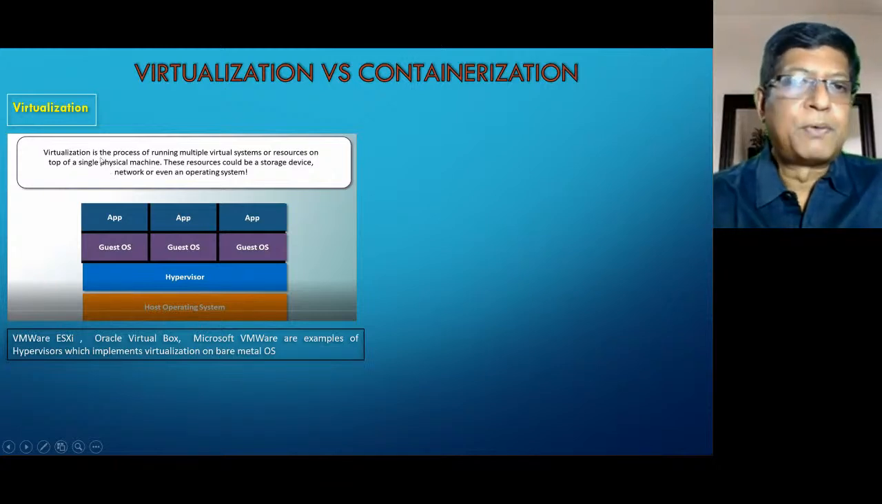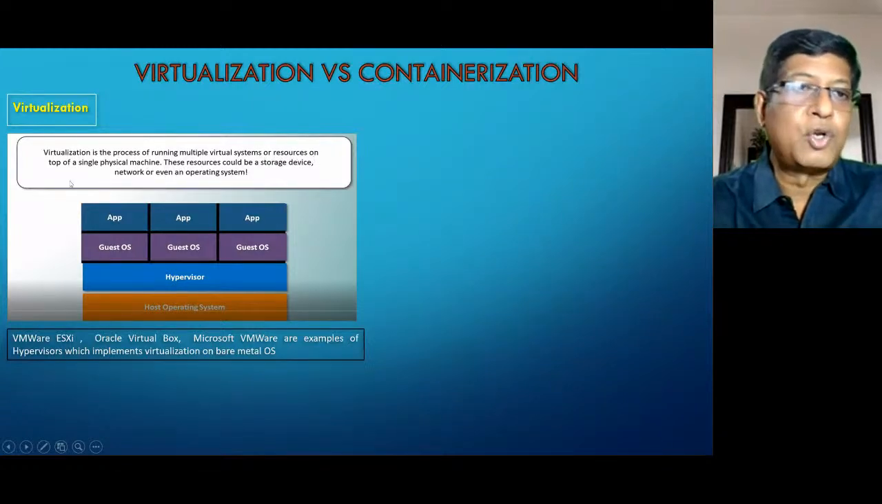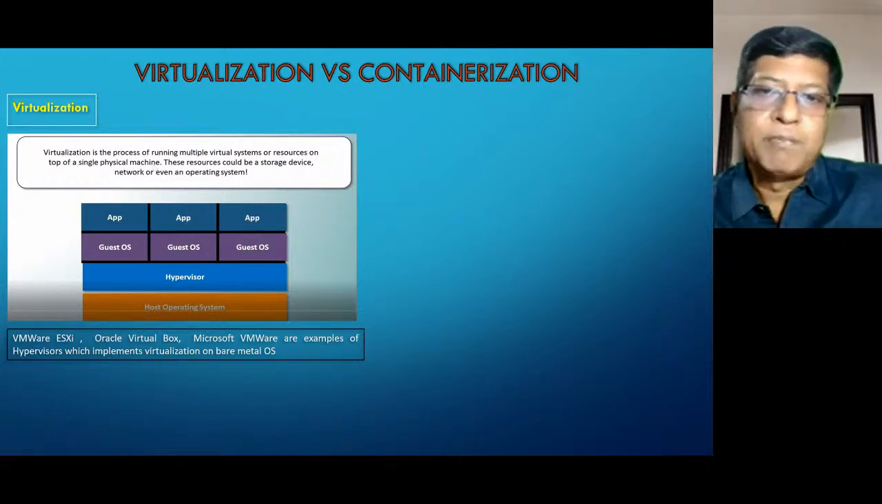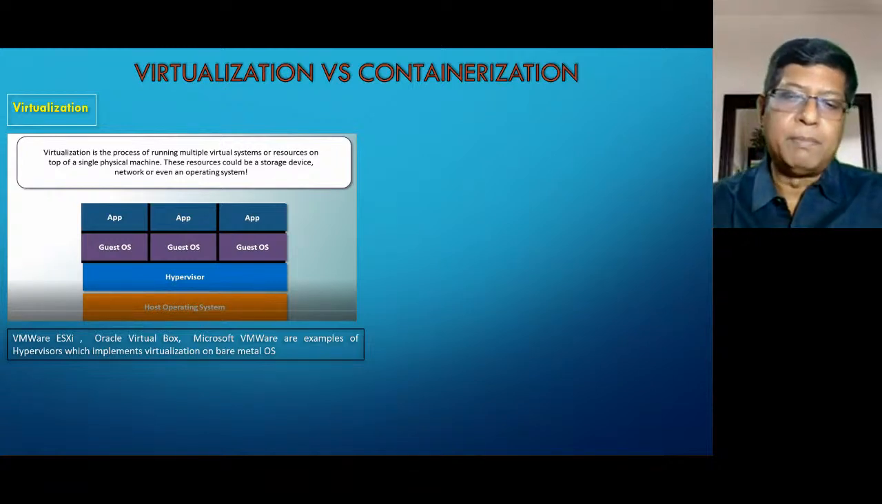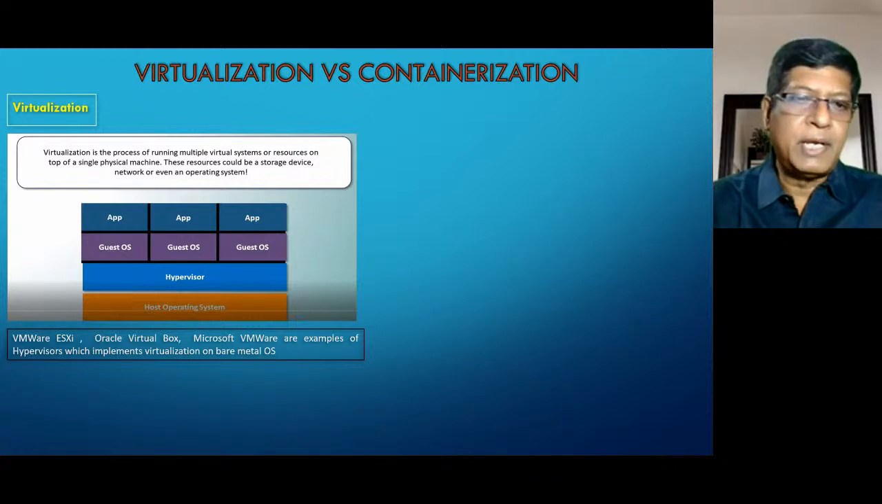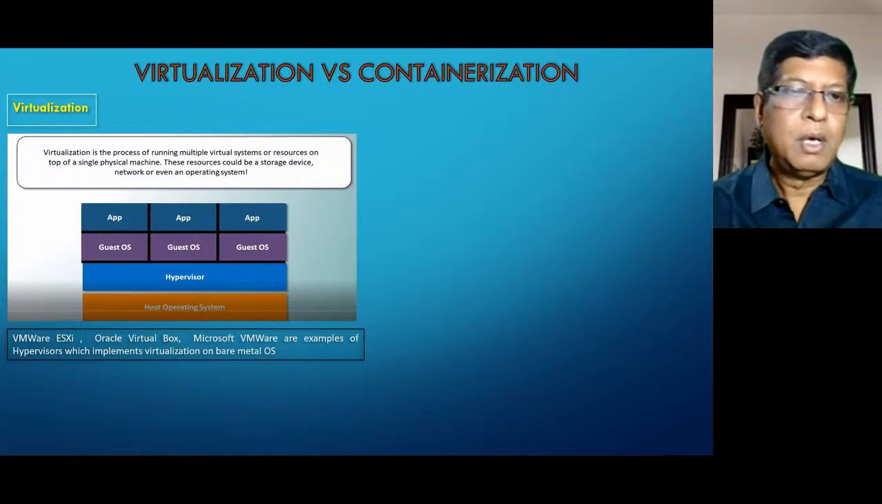So virtualization is the process of running multiple virtual systems or resources on top of a single physical machine. That is one jump. You see, I have made a quantum jump from what we used to have to what we are having now. We are in a better position to utilize the same old machine with a lot of wasted resources. Now we are trying to optimize the resources by partitioning it virtually.